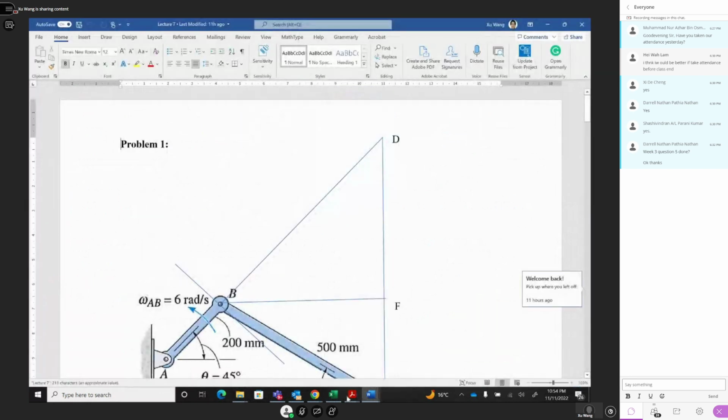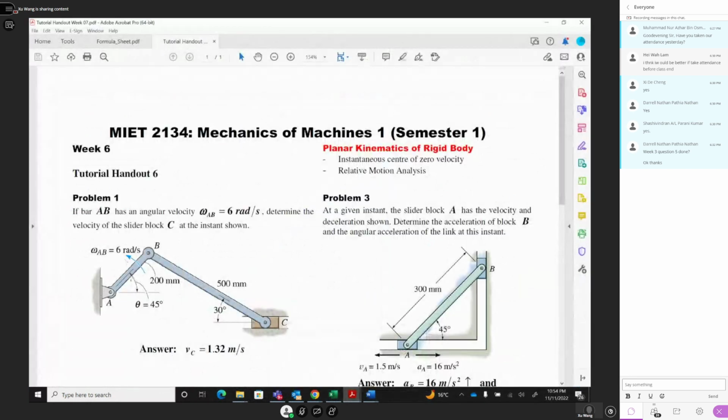Okay, how can we solve week 7? For this one, question 1, you have this mechanism. Bar AB has an angular velocity anticlockwise, omega AB equal to 6 radians per second, and we have to determine the velocity of block C. Okay, at this instant, it is 45 degrees and 30 degrees. For this kind of problem, first of all, you have to determine the rotation center. Usually you determine it by two velocity lines. The rotation center should be perpendicular to the velocity line.